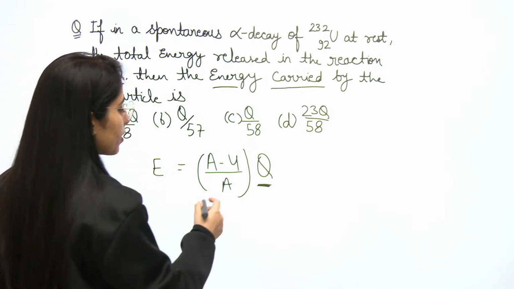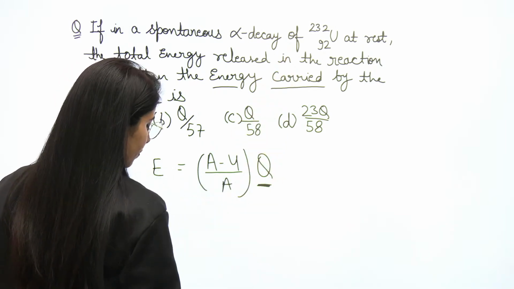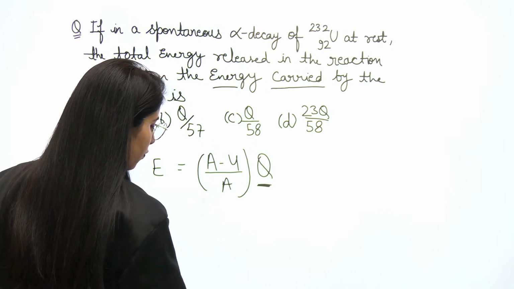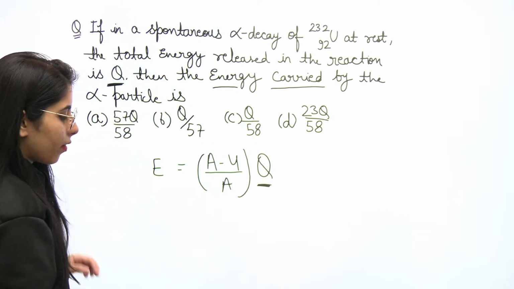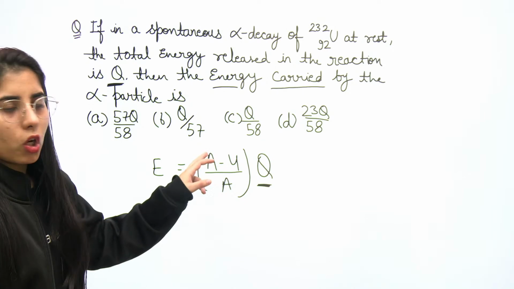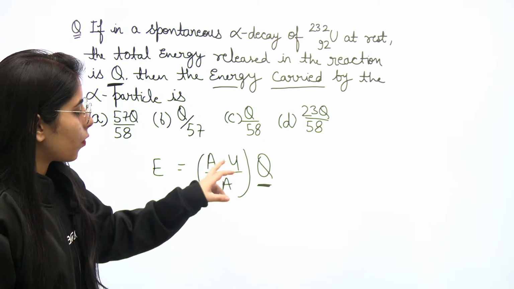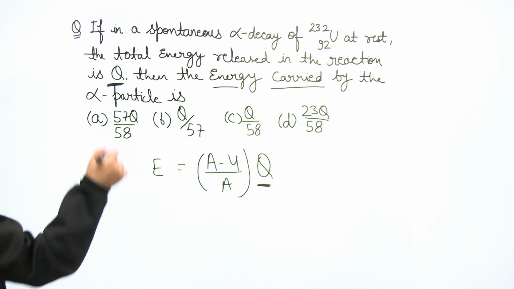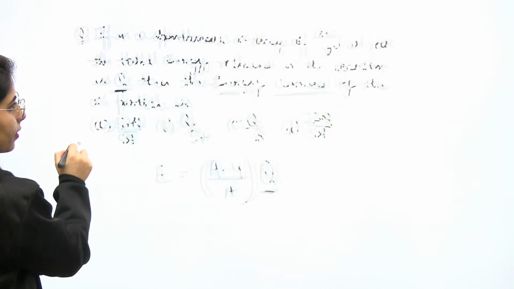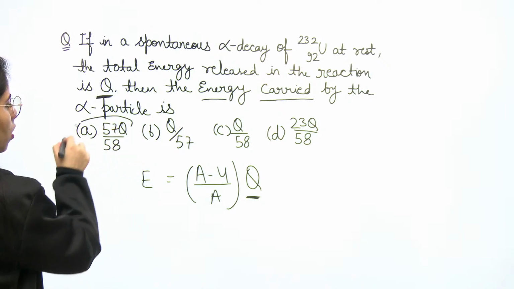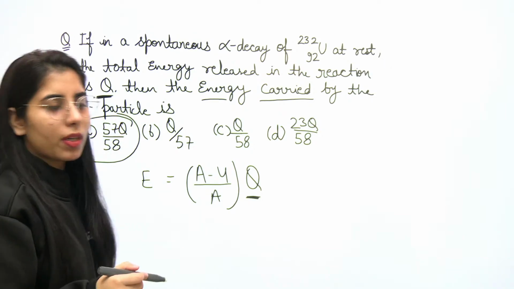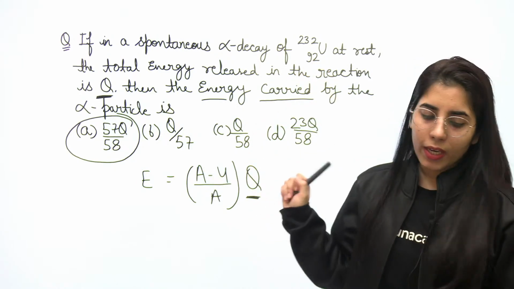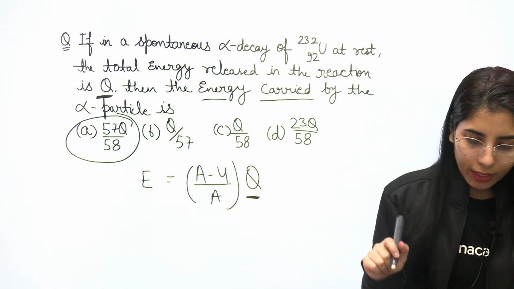Now, what is the A value corresponding to the given nucleus? That's going to be 232. You can put it here. Then (232 minus 4) upon 232 into Q. You will see that the answer you get after putting that value will be the same as option A. Hence option A will be the correct option. You can try it after doing the calculation, and after putting the value of A, you will get the same answer. Okay, that's very good.